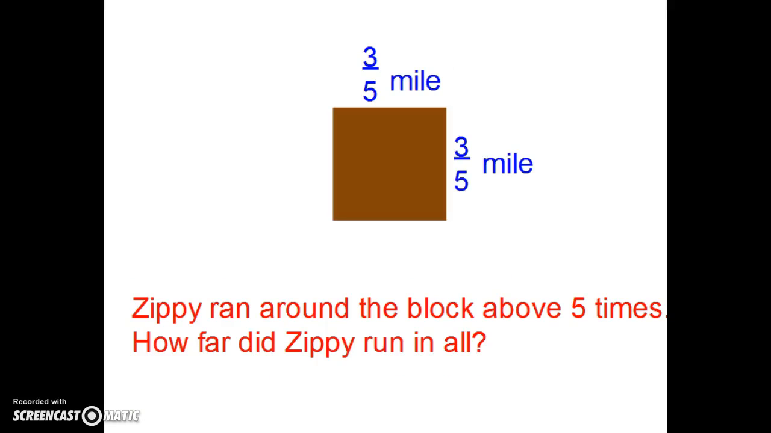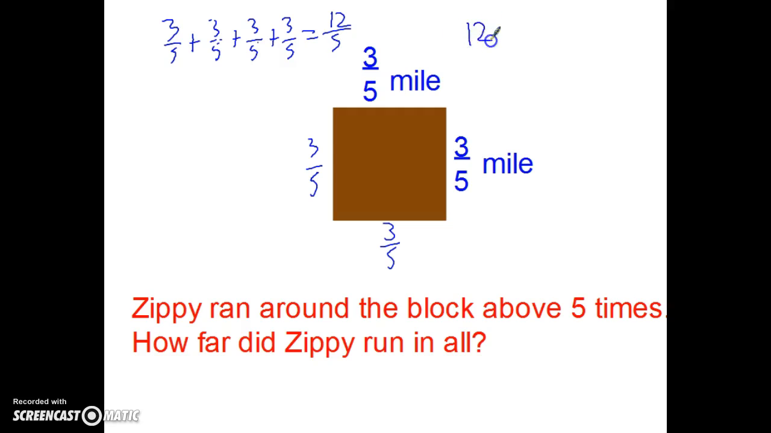Zippy ran around the block about 5 times. How far did Zippy run in all? Okay, so the first thing we're going to do, figure out how much one block is. And he's going all the way around, so this side is also 3/5, and this side is 3/5. So let's just start by adding 3/5 plus 3/5 plus 3/5. 3, 6, 9, 12 on the top. Denominators don't do diddly, so I'm at 12/5. And he's going to run around it 5 times.